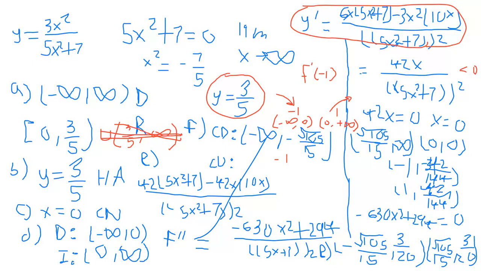Now for concave up, we have these values in between. So we have negative square root of, and we split into intervals: from negative infinity up to this negative value, then from this negative value up to the positive value, then from the positive value up to positive infinity. Three intervals. Yes, Professor.